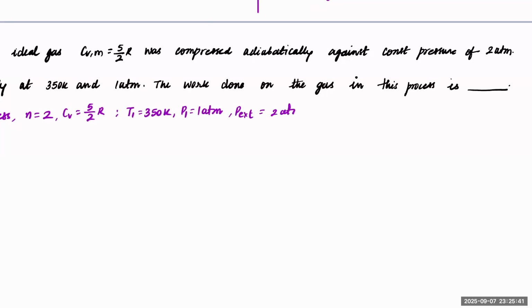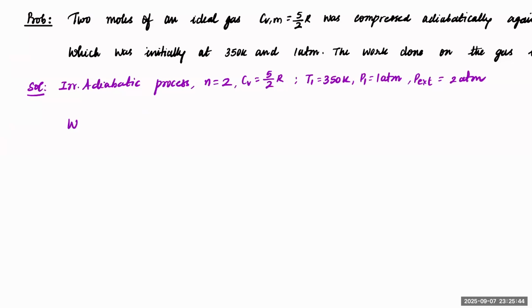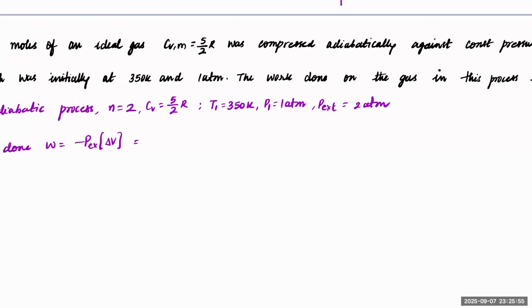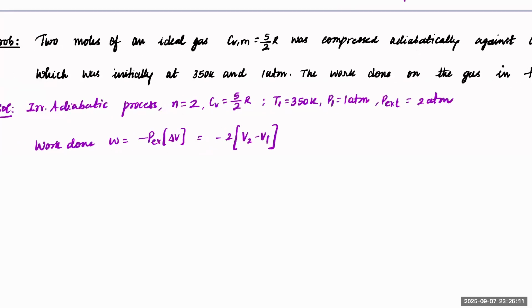Using this information, I can solve one thing: work done W will be simply equal to minus P external into delta V. So minus P external is 2, into delta V, which is V2 minus V1. V1 we can know very easily because P1 is given, T1 is given, and the number of moles is constant. So we can calculate V1. But how do we get V2? Because V2 information is not given here.